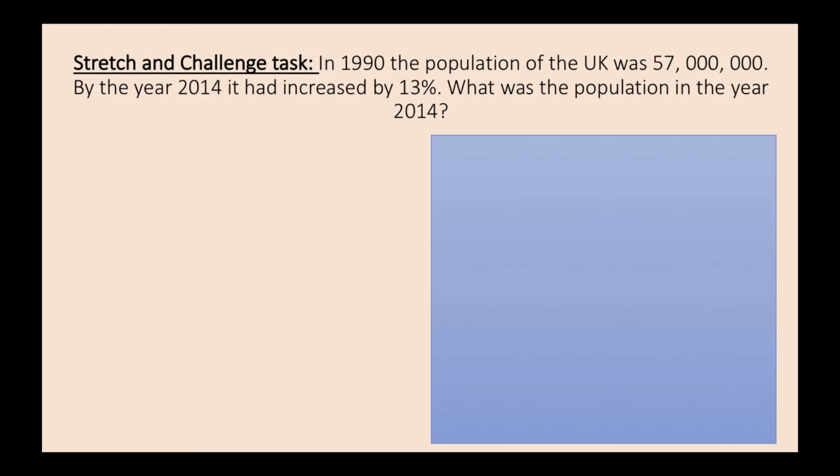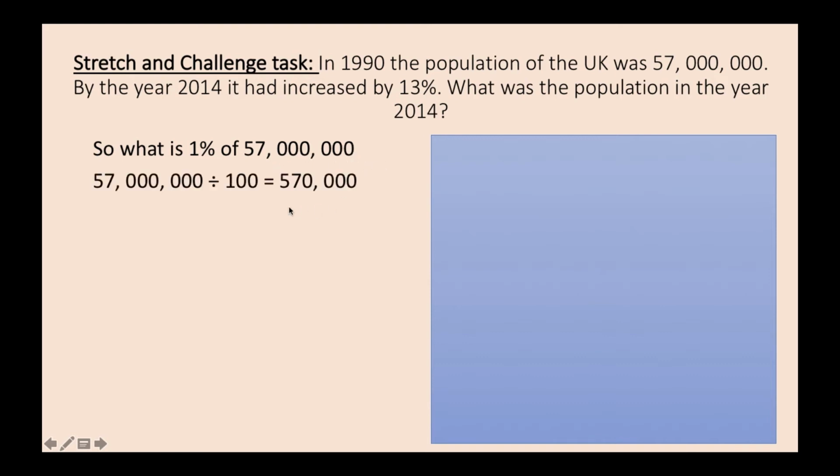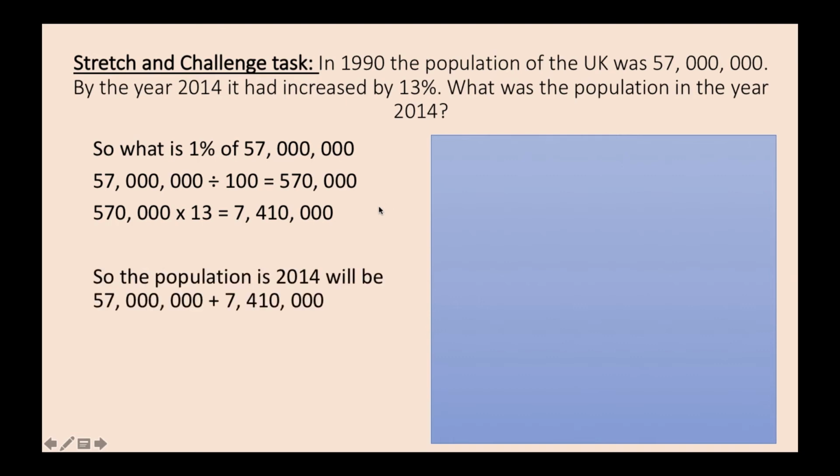Okay, so if you've done that, first of all, I'm going to use my normal method. So what is 1% of 57 million? Well, I just take off 2 zeros. So that gives me 570,000. And then I want to times that by 13, giving me 7,410,000. So if you're going to get a really large question like this, it will be on the calculator paper. So the population in 2014 will be the 57 million plus the 7,410,000, giving me 64,410,000.